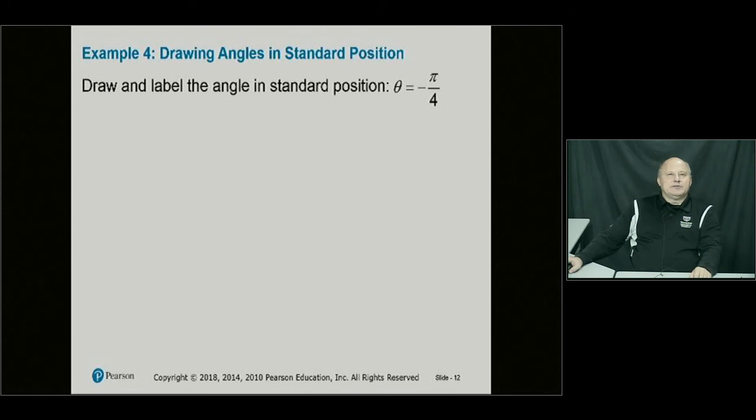Drawing angles in standard position. Let's draw and label the angle in standard position: negative pi over 4. Now remember, negative is the directional. That means it's going clockwise, right? Now what's pi over 4?